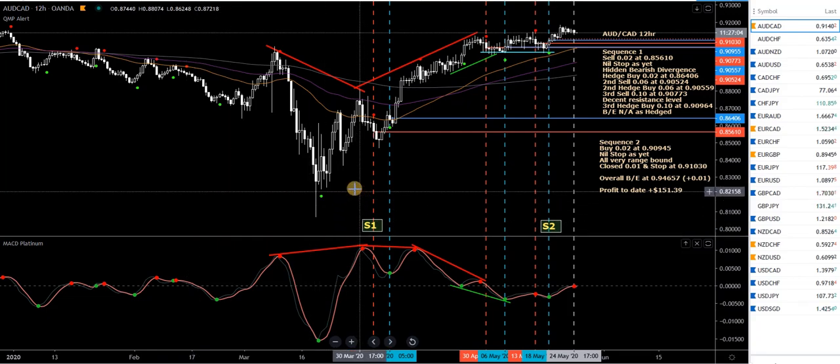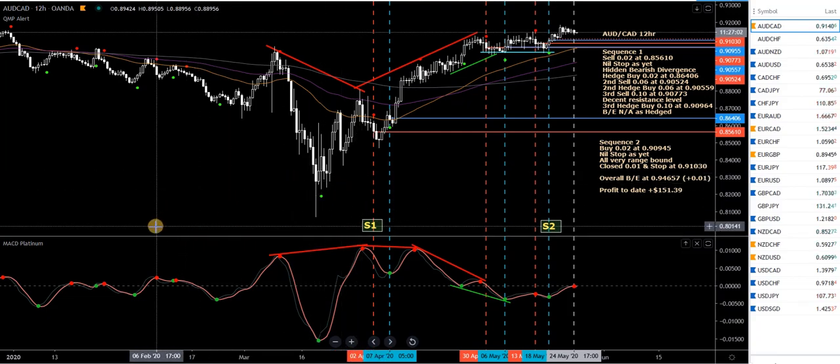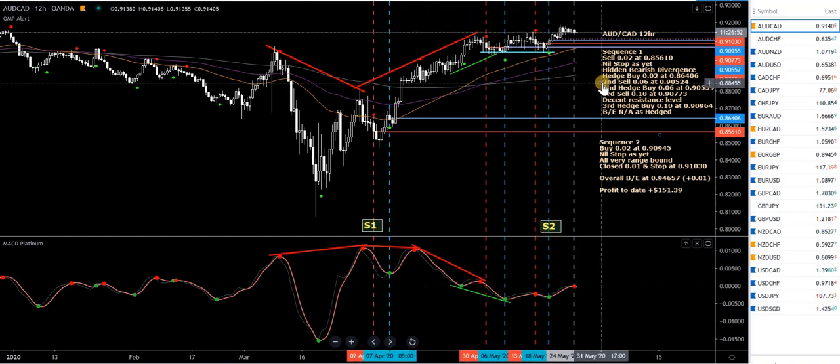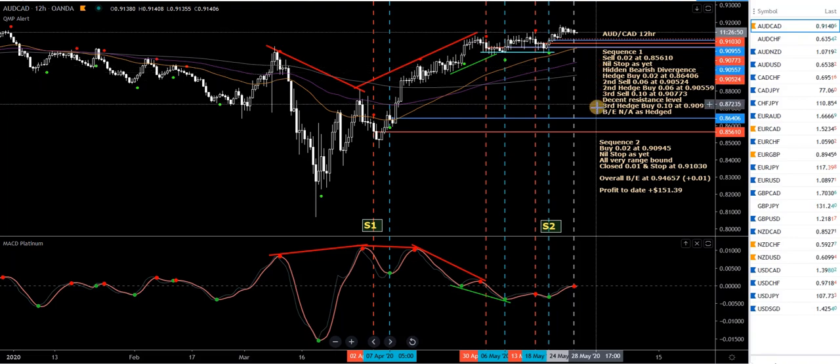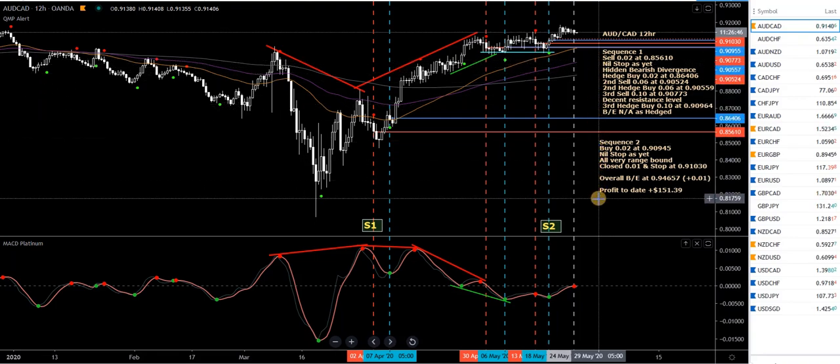Right, we'll start with the OZCAD. This is my high probability setup. I probably don't really have to go into it, but I'll rattle off a few things as I go along. If you see S1, S2, that's sequence 1, sequence 2. Normally it's groups of trades, and you'll see up here, sequence 1, sequence 2.